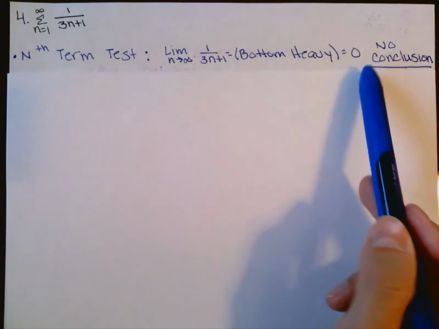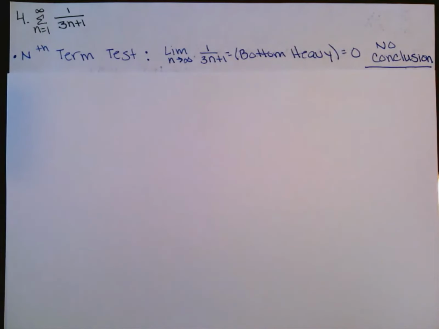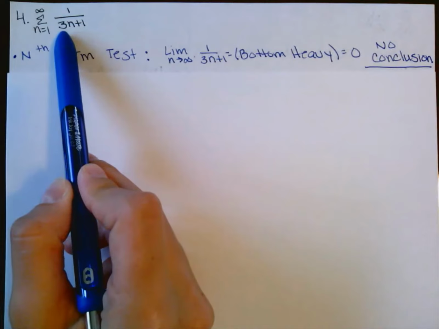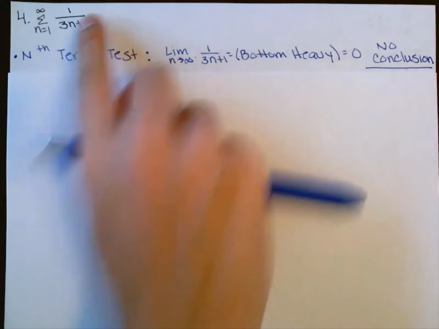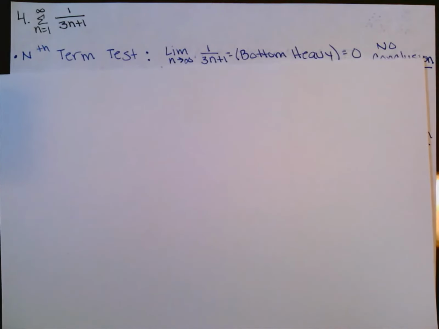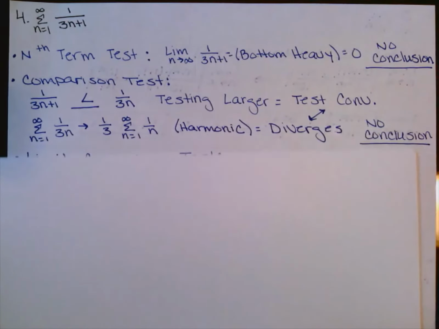So if it would have worked, it would have been a real quick, easy one, but I like to rule that out quickly. So the next thing I'm going to do is I'm going to try the comparison test, because if I can eliminate this plus 1, then this is something a lot easier to work with, okay? So let's look at the comparison test, okay?